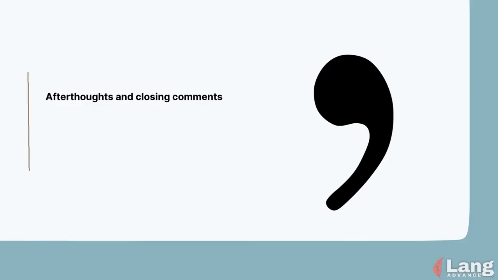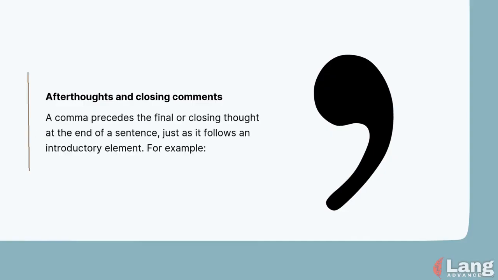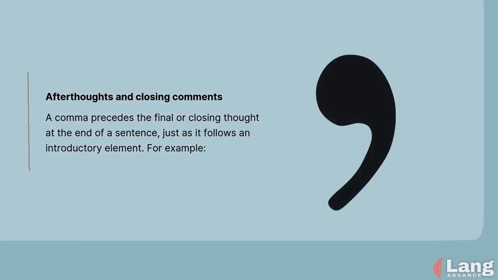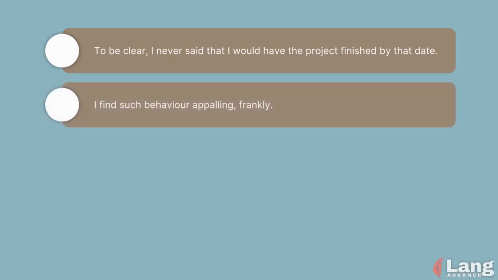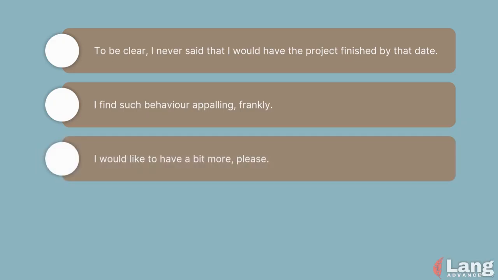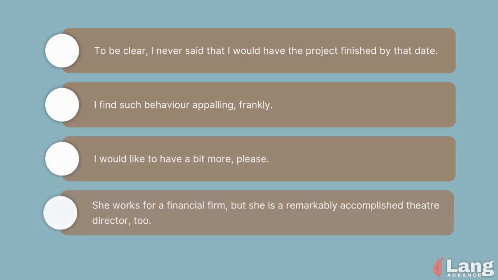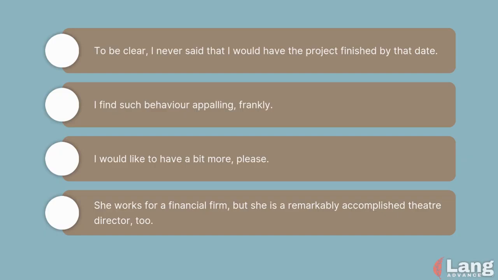Afterthoughts and closing comments. A comma precedes the final or closing thought at the end of a sentence, just as it follows an introductory element. For example, to be clear, I never said that I would have the project finished by the date. I find such behavior appealing, frankly. I would like to have a bit more, please. She works for a financial firm, but she is a remarkably accomplished theater director, too.